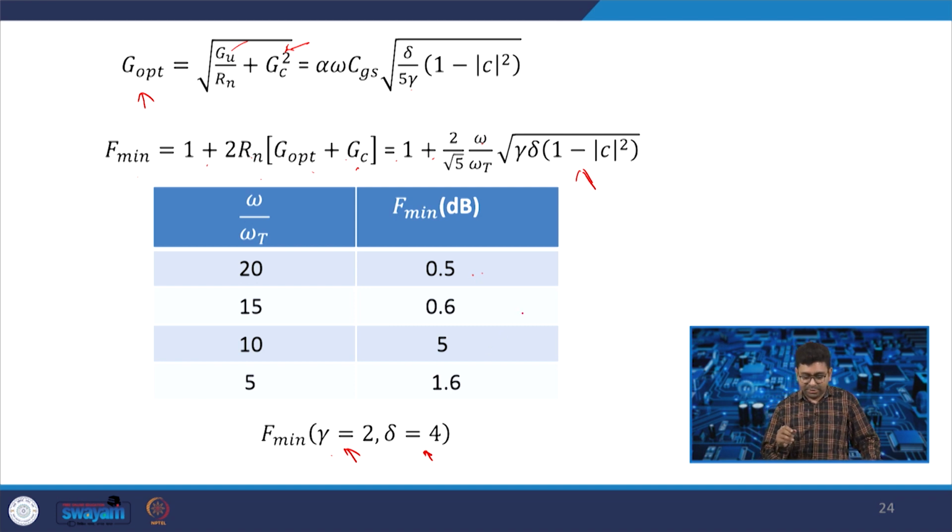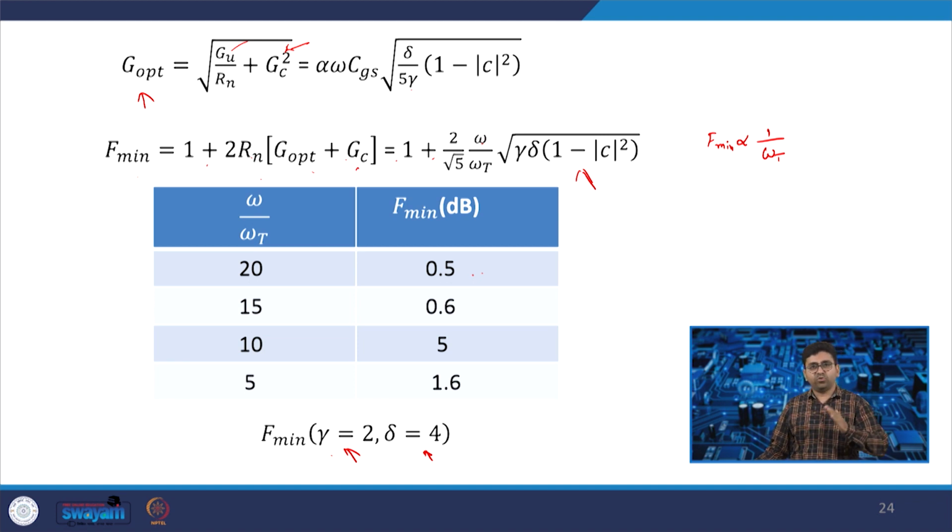The thing we need to observe is that the minimum noise figure F min is inversely proportional to omega t. So, while designing a low noise amplifier, if you are targeting high frequency and want a low noise figure, you need a higher omega t. It means you need to use a very fast device where Ft is higher. So, Ft and omega t both should be high in order to get the minimum noise figure. While considering the minimum noise figure, we have only calculated it based on the source impedance.